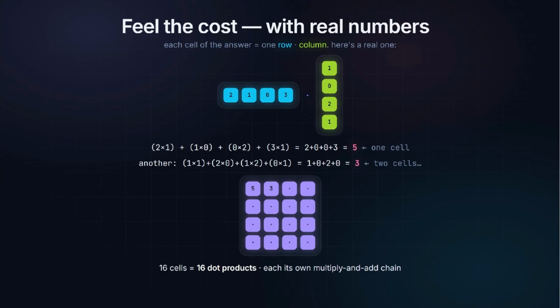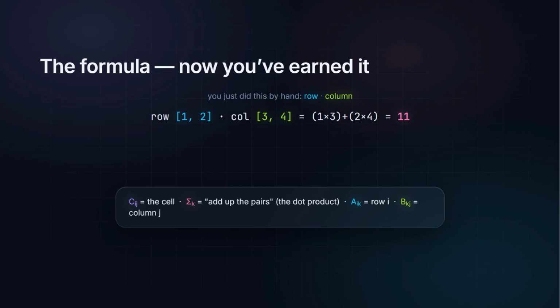16 cells means 16 separate dot products, each its own chain of multiply and adds. Now scale it. A real 10,000 by 10,000 matrix is 100 million of these dot products for every single token. Now the formula, and you've earned it because you've already been doing it by hand. Row 1, 2 dotted with column 3, 4: 1 times 3 plus 2 times 4, 11.